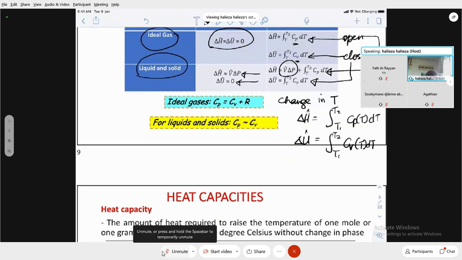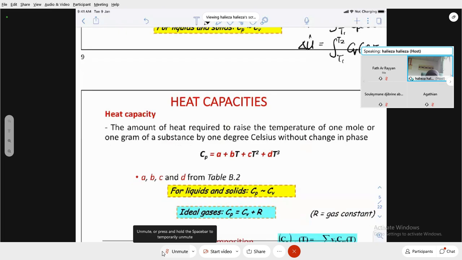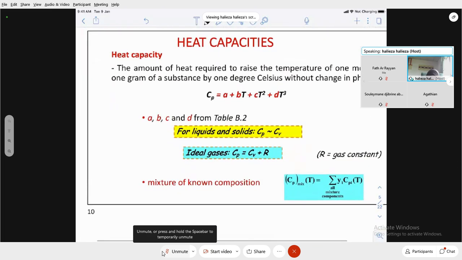Where is the Cp? Your Cp is normally in a polynomial form. This is at the back of the appendix. I'm not sure whether you have come across this before in thermodynamics. Have you guys come across this? Cp in polynomial form. Yes, so it's nothing new. It's available in the appendix.